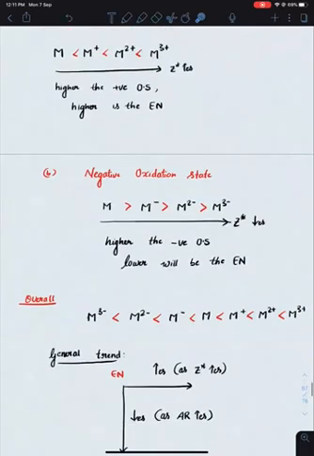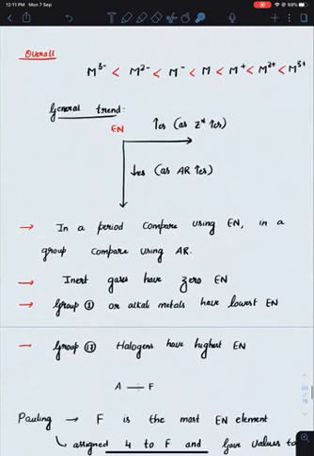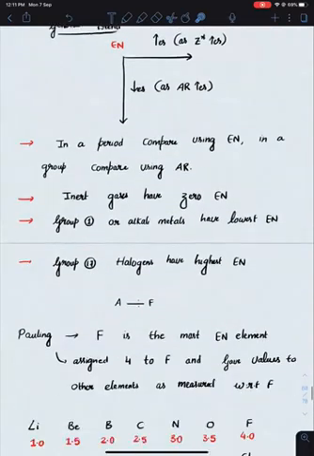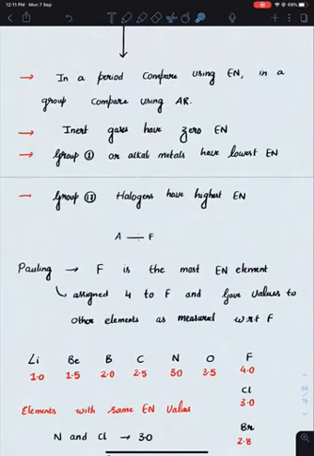Okay, we have seen all this. Inert gases have zero electronegativity because in general they don't form any bonds, and the electronegativity of an inert gas is taken as 0. Group 1 elements have the lowest electronegativity because of the smallest Z star. Group 17 elements have the greatest electronegativity.